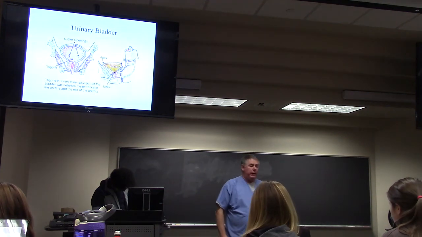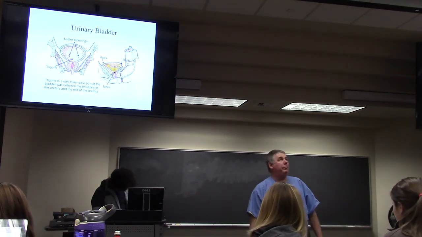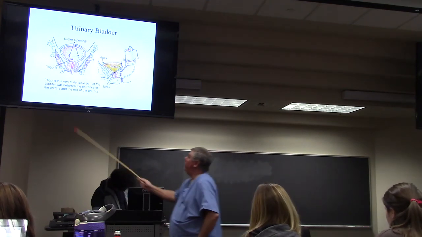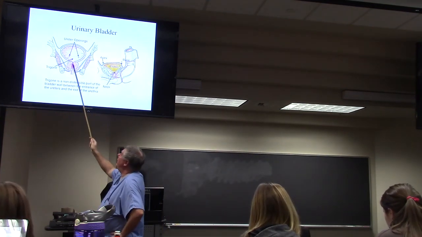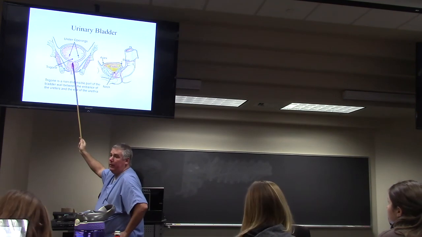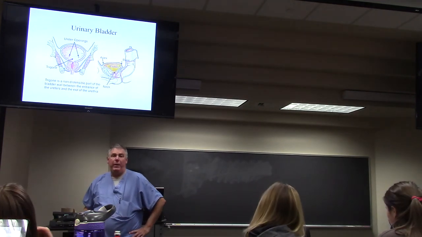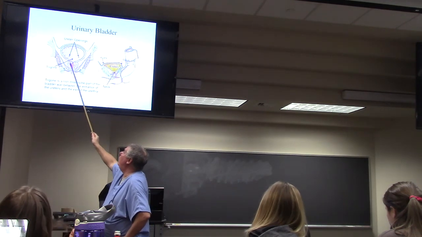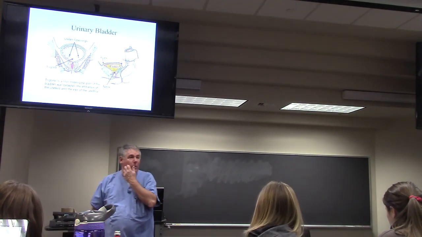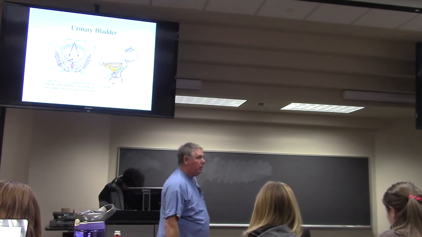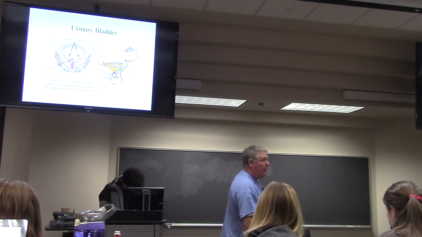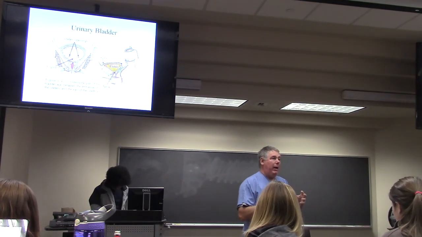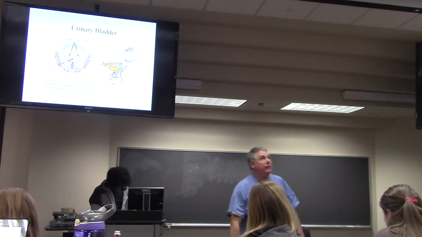If you look at the urinary bladder and you open it up, here are the openings of the ureters, and down here at the bottom is the outlet. So the urethral opening is at the bottom. Those three structures right there form a triangle called the trigone. The trigone is not a muscular or contractile part of the bladder. The rest of the bladder is.